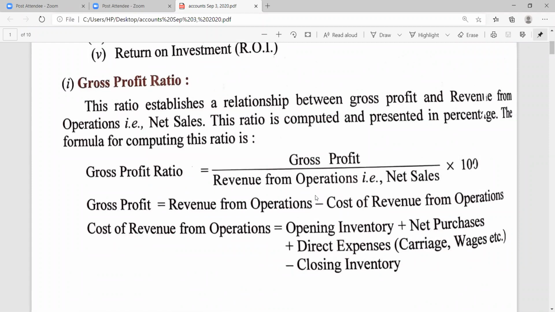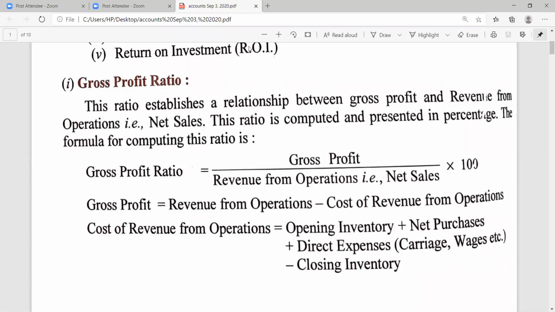So gross profit ratio is equal to gross profit divided by revenue from operation, that is net sales, multiplied by 100. Now the question arises how the gross profit is to be calculated. It can be calculated using the formula: revenue from operation minus cost of revenue from operation. If we deduct the cost of revenue from operation out of the revenue from operation, we will get our GP, that is our gross profit. I hope the formula is clear to everybody.